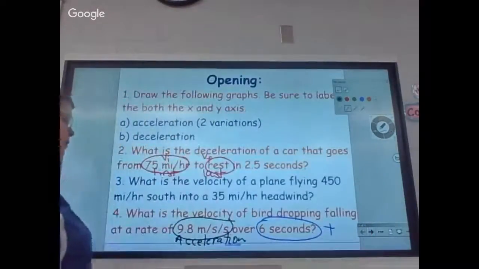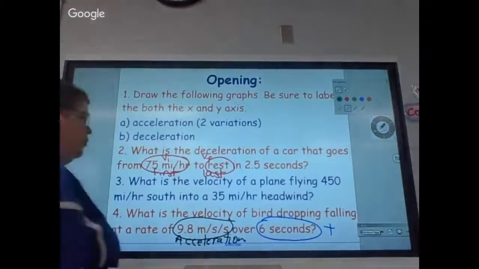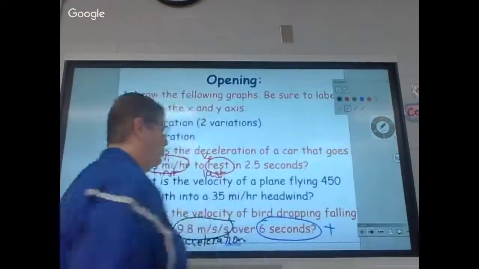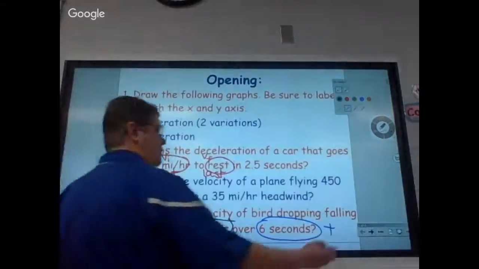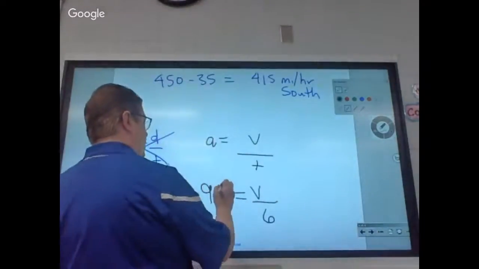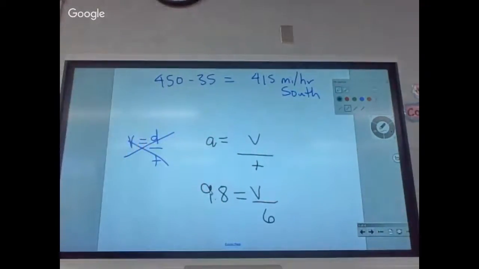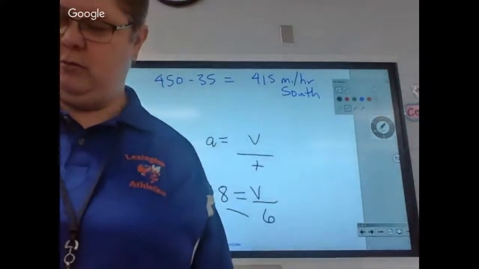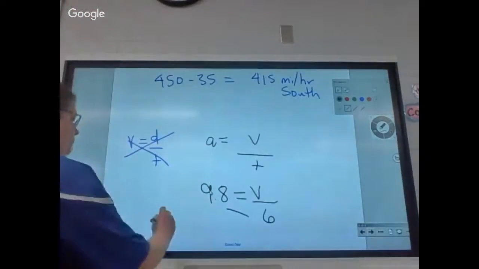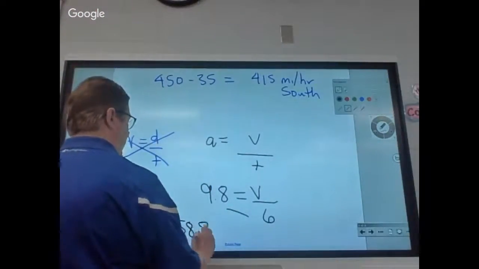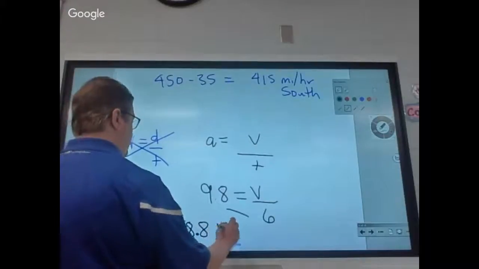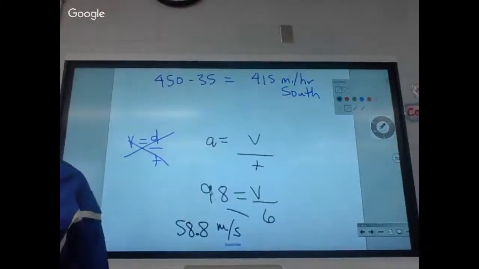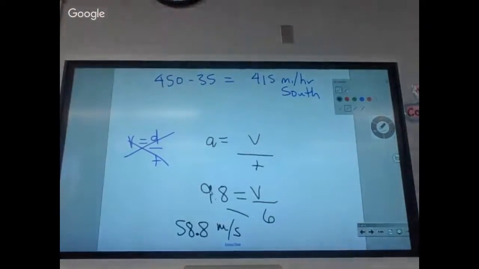So what's our time? We're going to put 6 in for that. What's our A? 9.8. So we're going to put 9.8 there. And now how do I find my V? Cross multiply. So 6 times 9.8 is 58.8. And then one of the seconds cancels out and you get meters over seconds. Questions? Questions about how to do that? Derek, put your phone up.